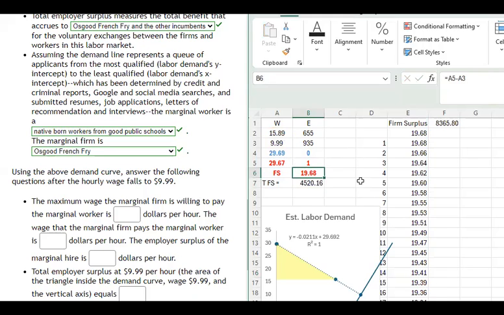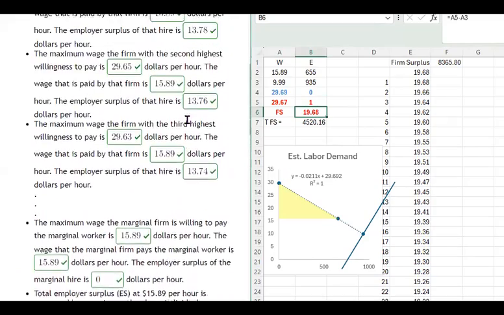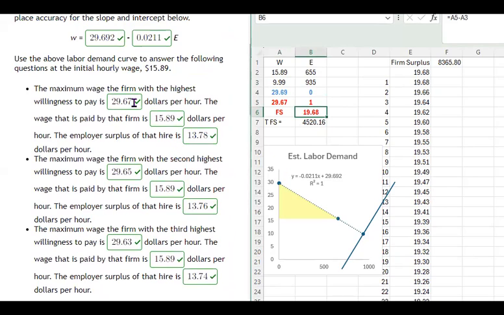Okay, so at this new lower market wage, the firm surplus of hiring that first worker is now 1968. It was, sorry, 1378. Now it's 1968, because they'd be willing to pay that first worker 2967, but only have to pay that person $9.99 per hour. So the firm surplus has increased.